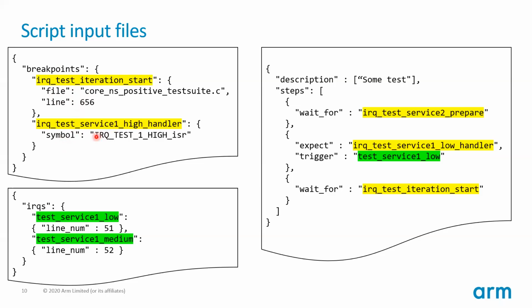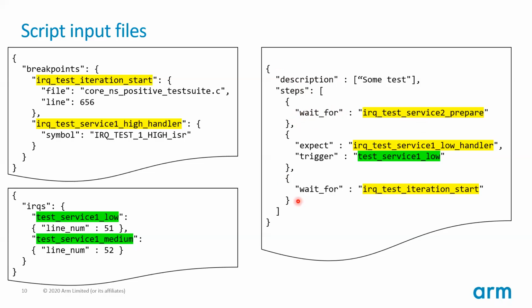You can specify it with a symbol or location in the code, and there is also a file for defining the IRQs. This is basically assigning a symbolic name for each IRQ line number. And the third file is the actual description of the test case, where you can now use the symbolic names that were defined in the previous files. I'll go through this file quickly, but it's quite straightforward, although not very nice. You can notice that these are JSON files.